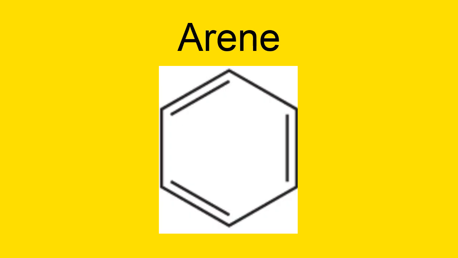Arene. Arene is a hydrocarbon that contains a benzene ring. Arenes are commonly found in pesticides.